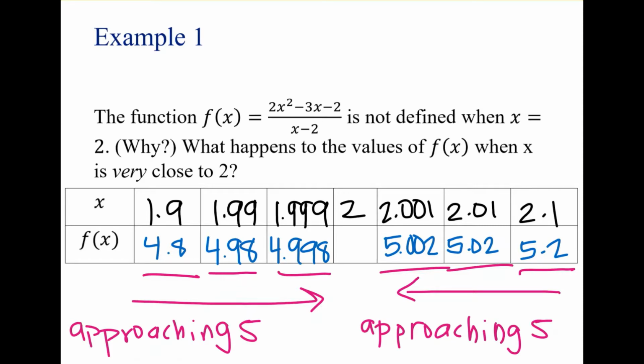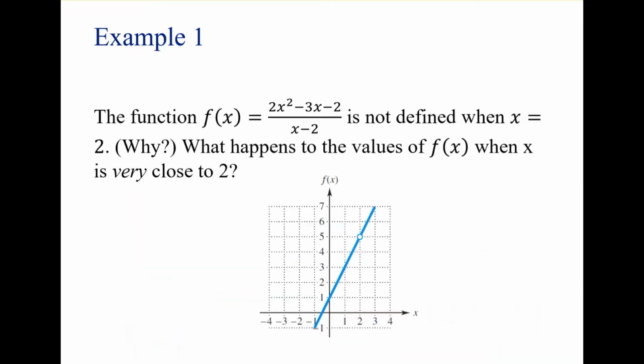Now let's look at a graph of the function. If we look at x equals 2, you'll notice that there's a hole in the graph. So the function is not defined at 2, but remember that we're not really concerned with what happens at 2. We want to see what's happening to the left of 2 and to the right of 2. As we approach 2 from the left, the function value is approaching 5. And as we approach 2 from the right, the function value is also approaching 5. So the values of f of x when x is very close to 2 are approaching 5.